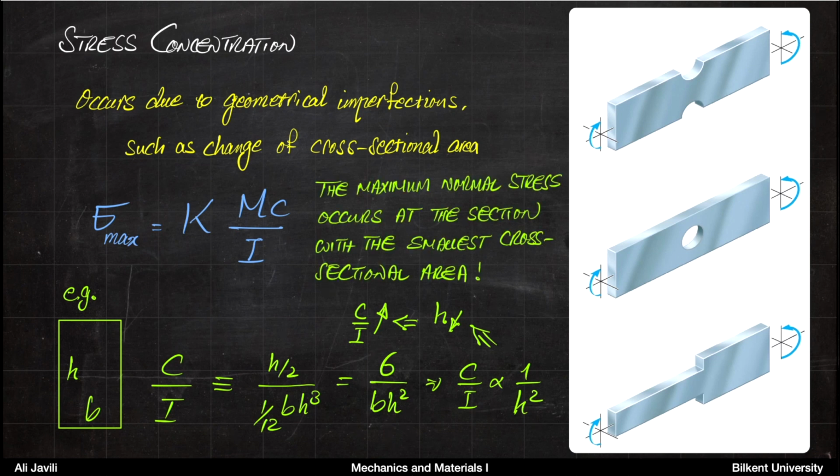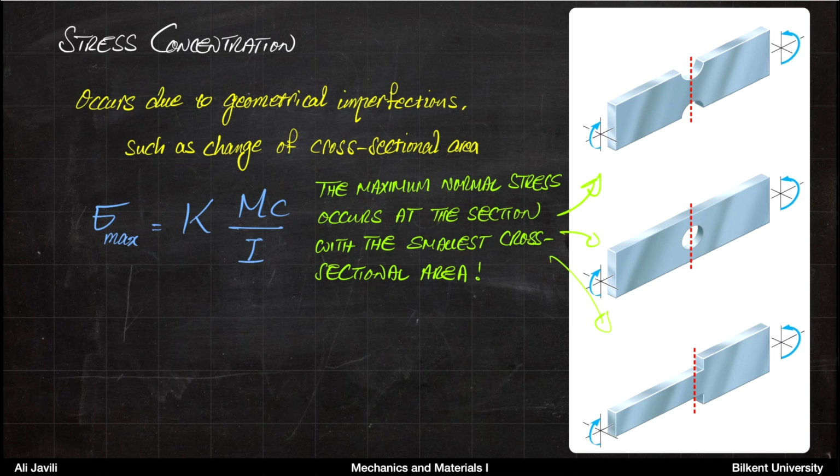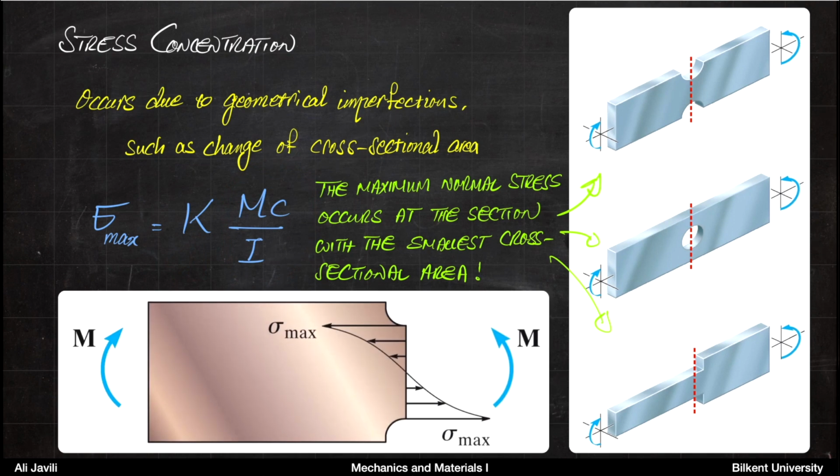So why does that matter? This tells you that the maximum normal stress occurs at the section with the smallest cross-sectional area. In other words, if you look at these three pictures, the stress will be largest at the sections where you have the smallest cross-section. And that is where you need to look into this formula. So you calculate this part, which is naturally larger than anywhere else, and then you multiply that by the stress concentration factor.